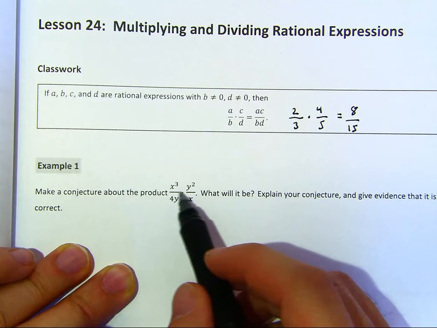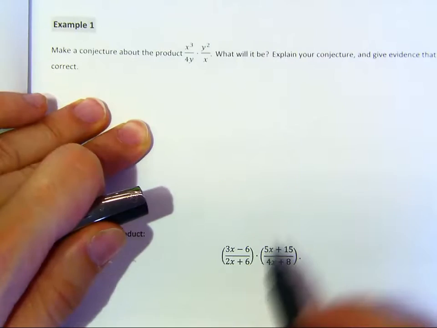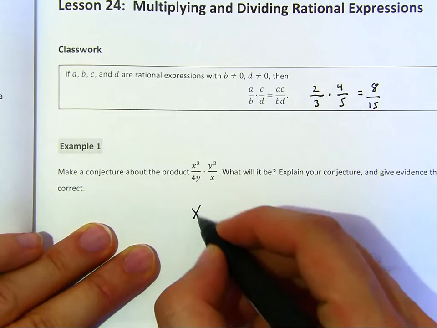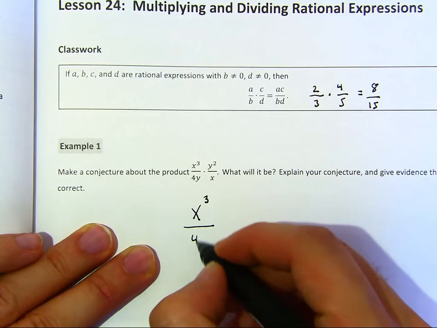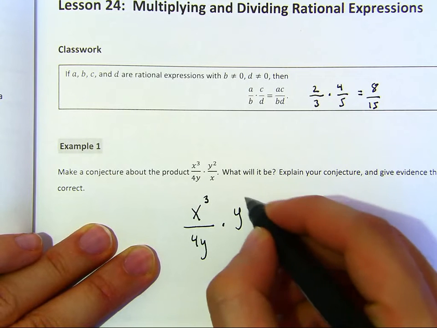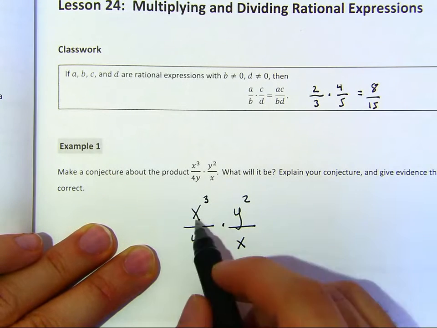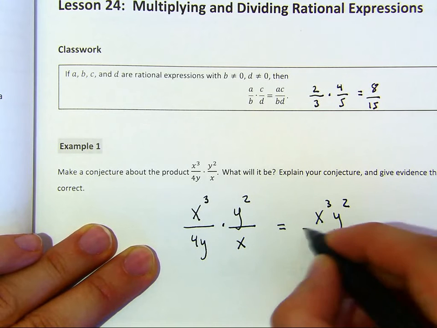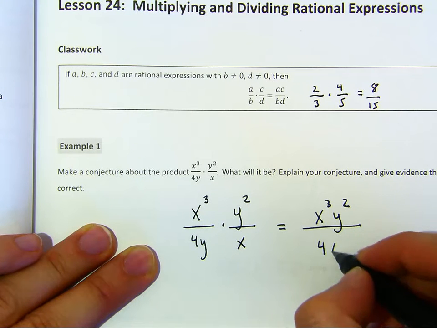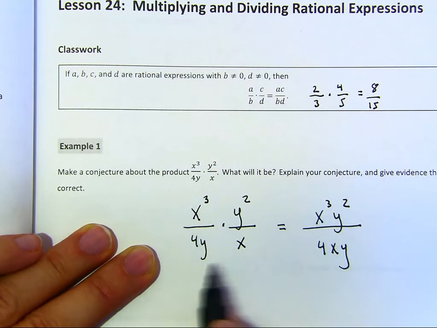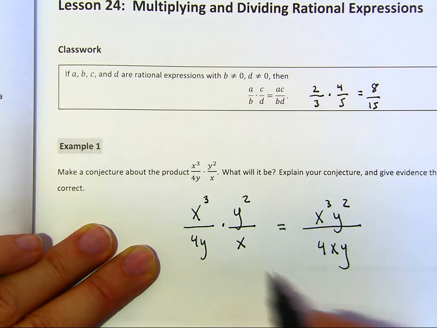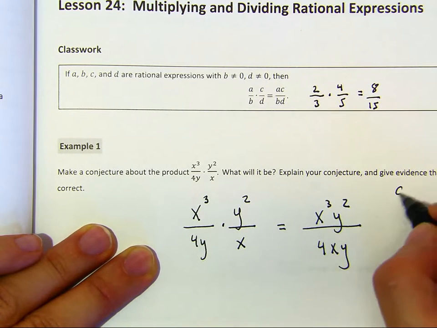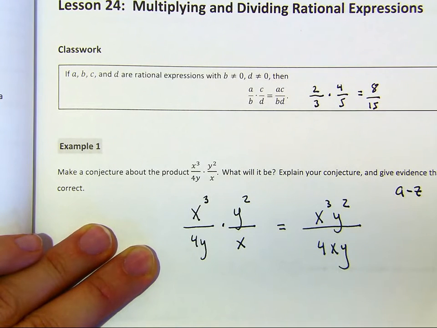But the same idea applies if I have variables or even polynomials. So let's take a look at this. Here we have x cubed over 4y times y squared over x. So if I just multiply it straight, I get what? I get x cubed y squared and 4xy on the bottom. And you could say, oh, mister, why is it not 4yx? Usually variables are in order according to the alphabet from A to Z.